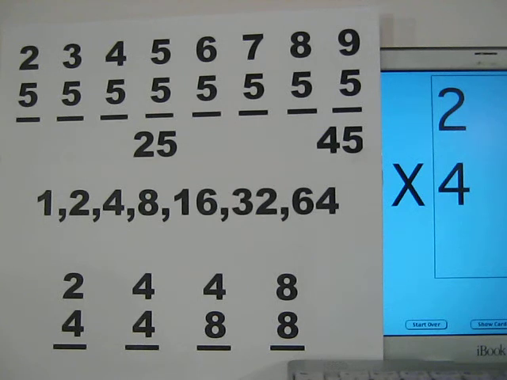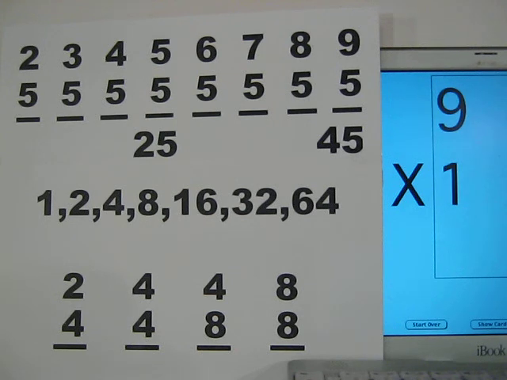2 times 4 is 8. 1 times 5 is 5. 2 times 3 is 6. 0 times 5 is 0. 9 times 5 is 45. 9 times 8 is 72. 2 times 5 is 10. 7 times 1 is 7. 0 times 7 is 0. 7 times 6. 6 and 7 had T, 4, 2, 42.